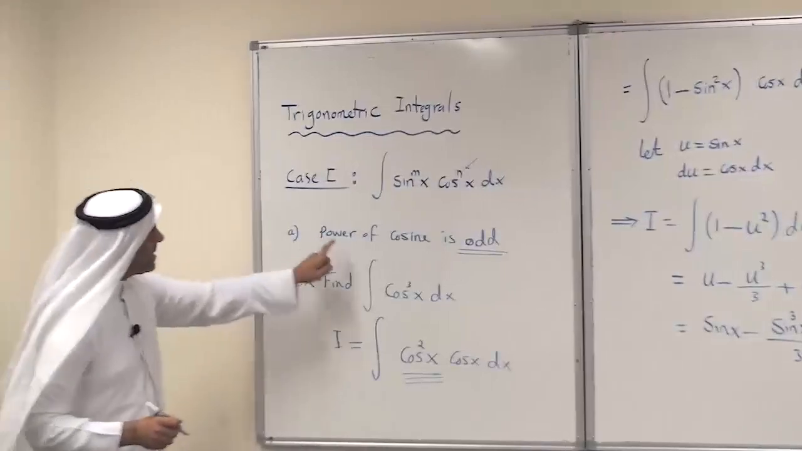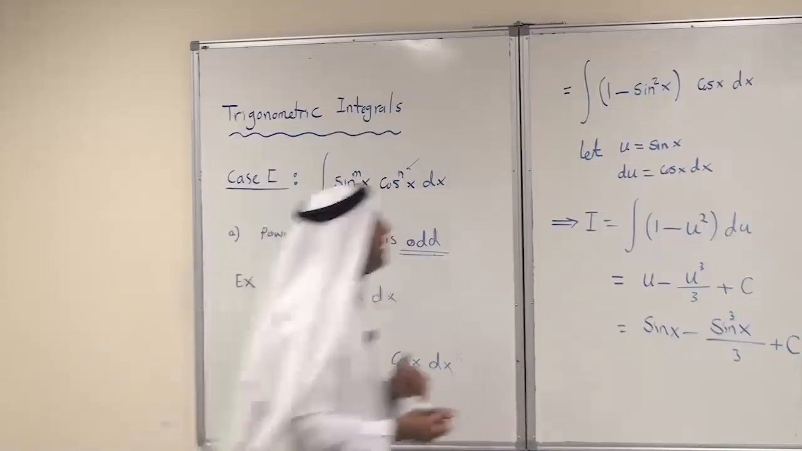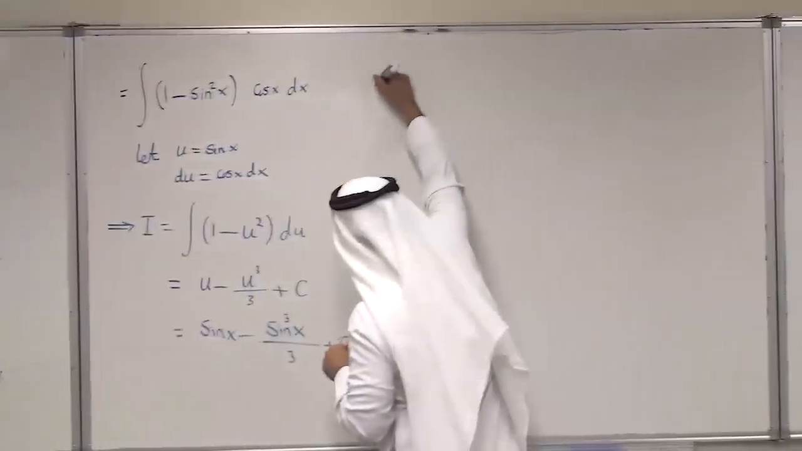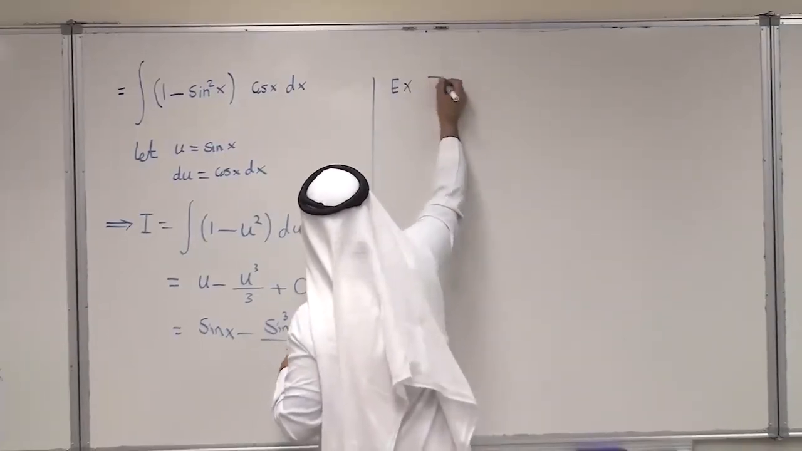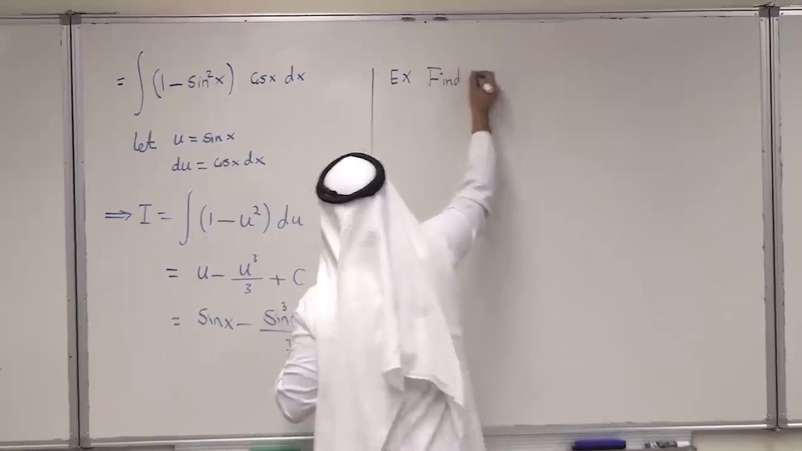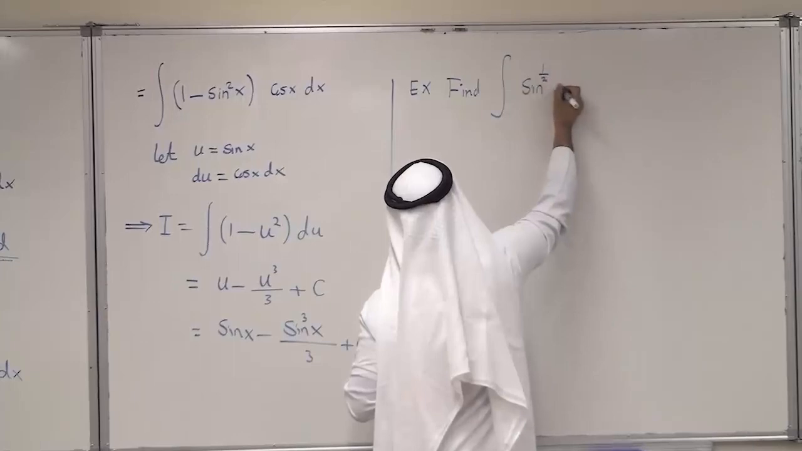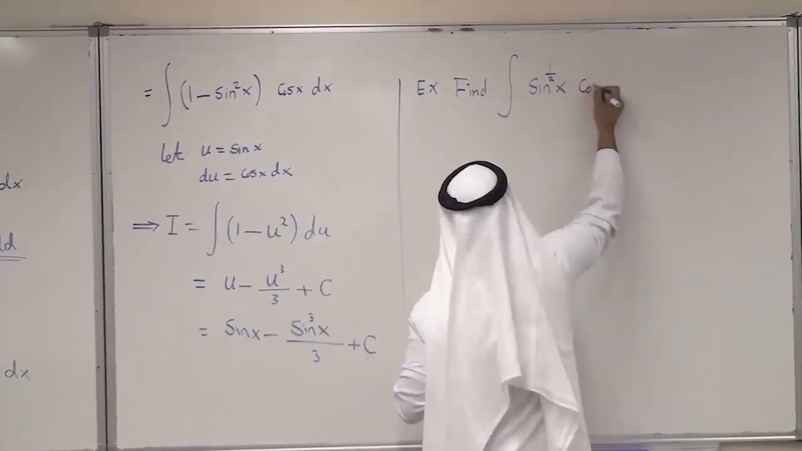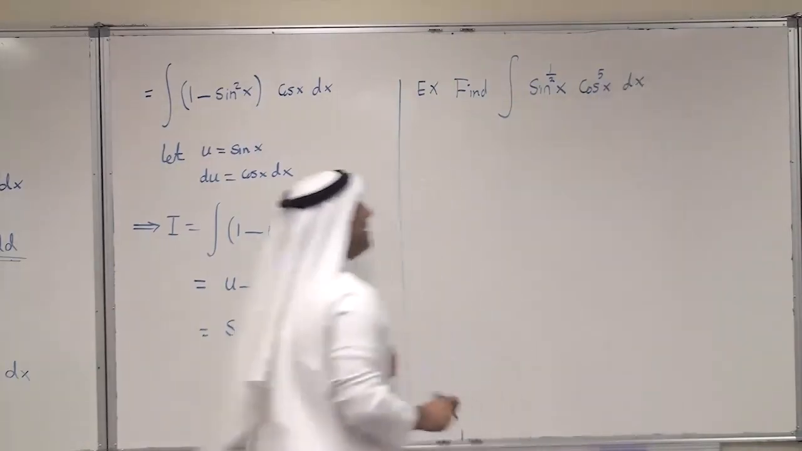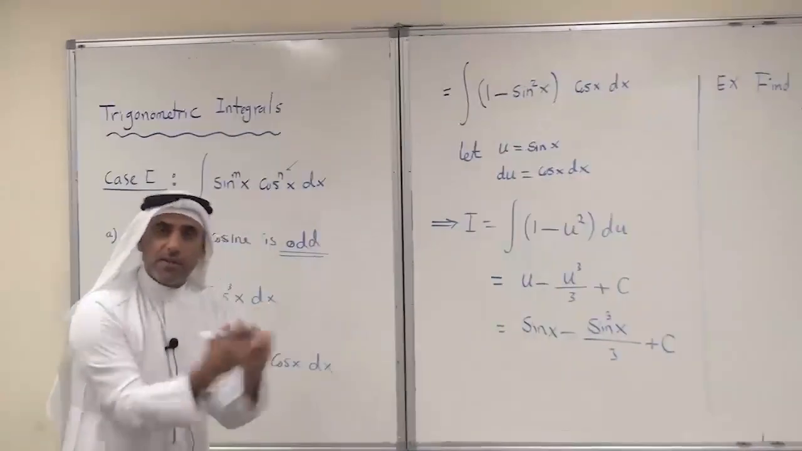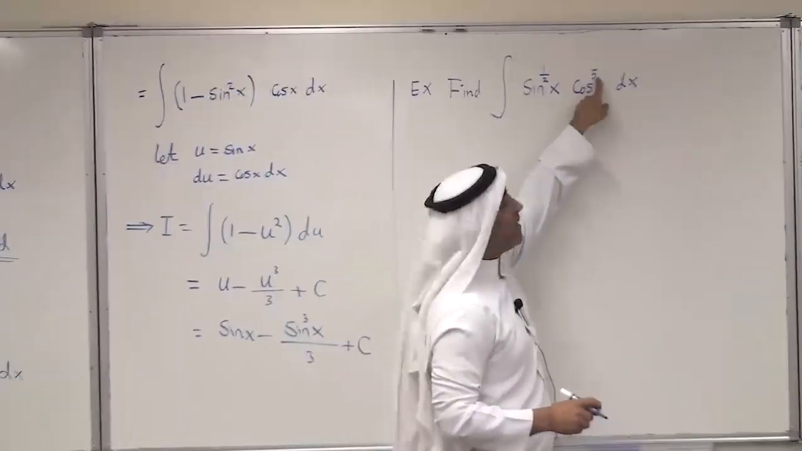Okay, let us see another exercise where the power of cosine is odd, but the sine function is also appearing there. So let's call it part B of this case, or let's say example number 2 of this case. So this is another exercise, it says find the integral of sine to the power 1/2 of x, cosine to the power 5 of x dx. Interesting. We have a combination of sine and cosine, and we are classifying this as the power of cosine is odd.